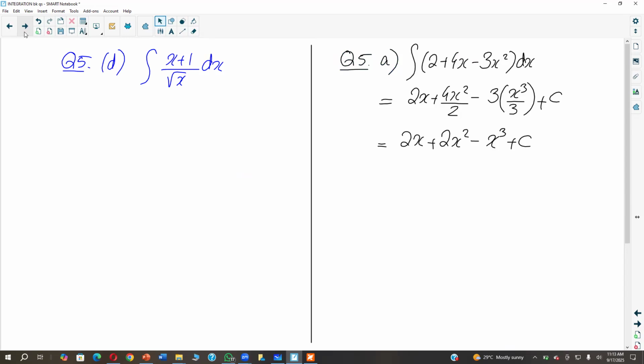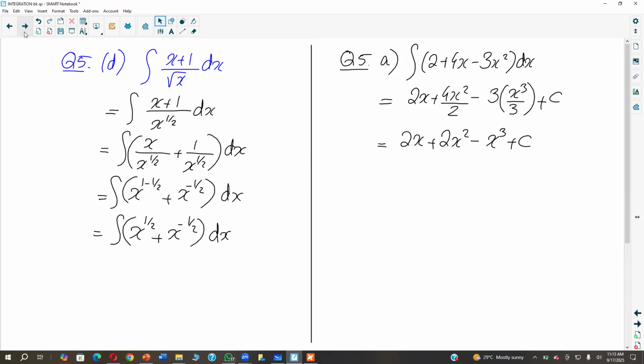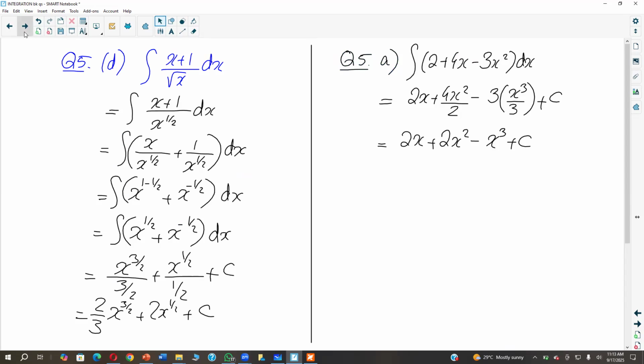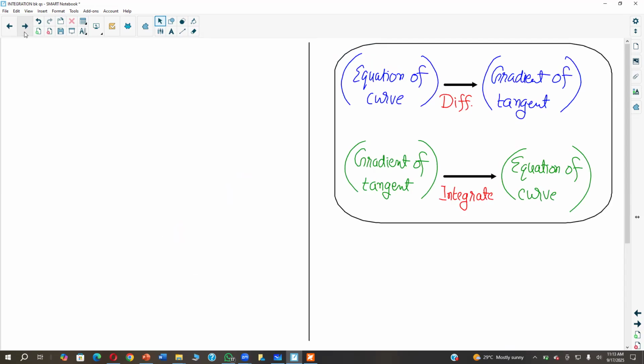When you come across a denominator, split the denominator. You can simplify the function. Once fully simplified, then you can integrate. So integration involves addition of 1 in the power. You have to add 1 in the power.